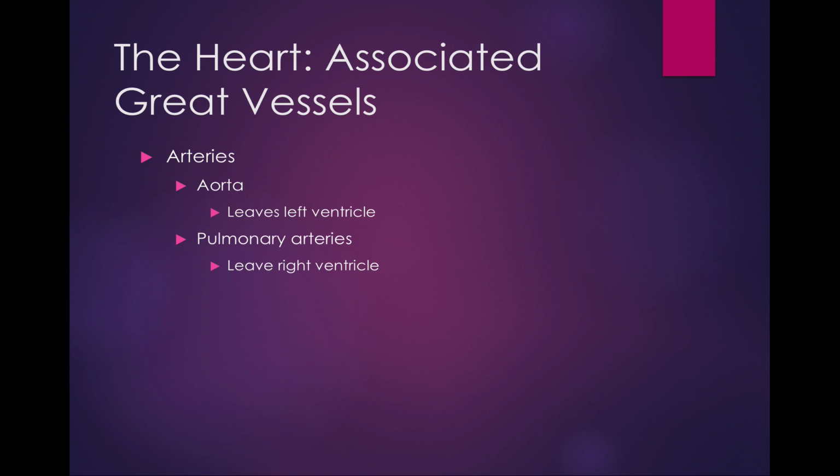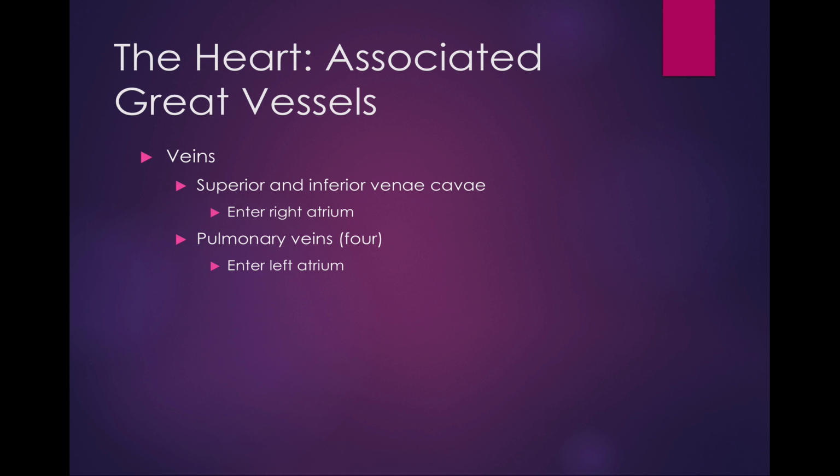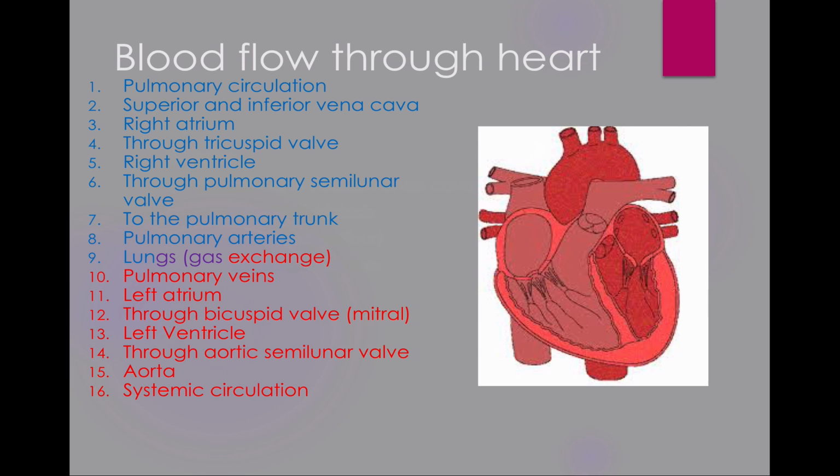So the major heart vessels, you have the aorta, which leaves the left ventricle, and then you have your pulmonary arteries. Then you have your major veins. You have your superior and your inferior vena cava. They enter at the right atrium. And then your pulmonary veins, there are 4 of them.